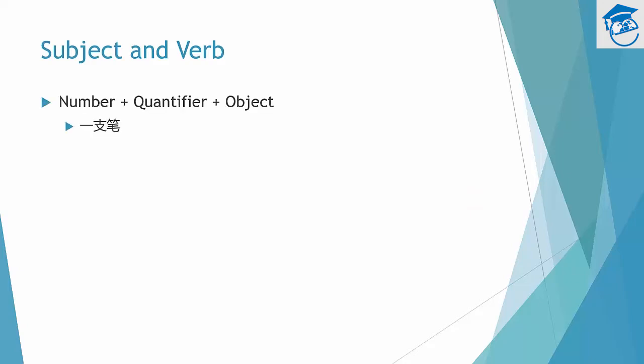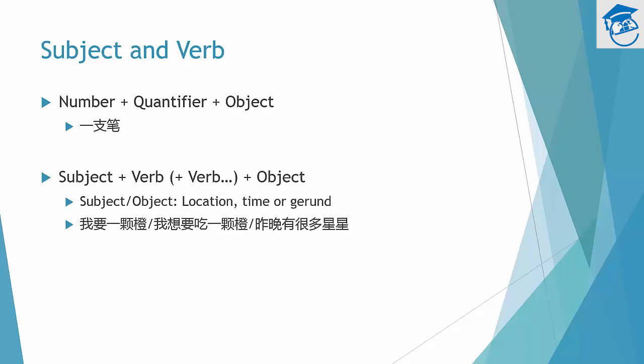For subject, if you want to give a number to an object, there must be a quantifier in between. The example here is 一支笔. The next one, when you want to construct a sentence that has subject, verb, and object, the three components are sequenced as subject, verb, and object.